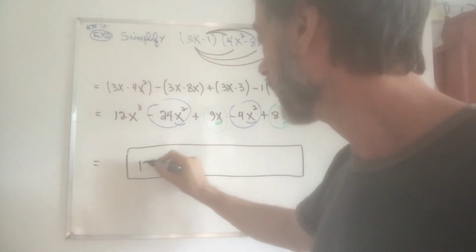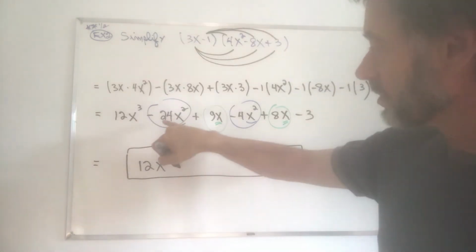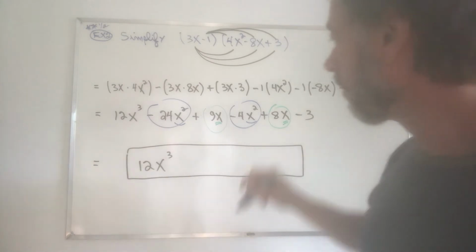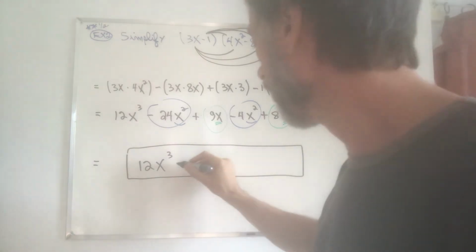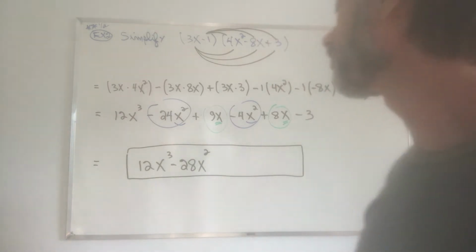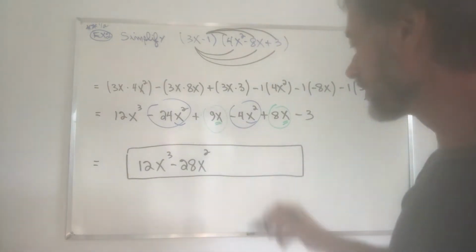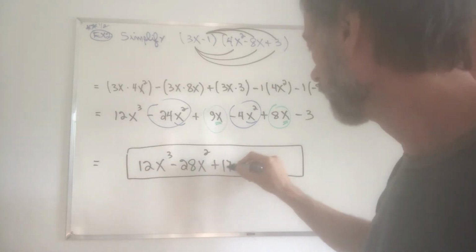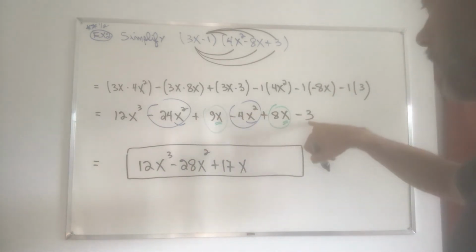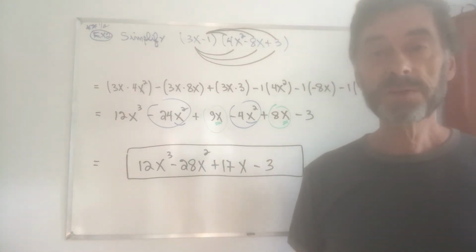Starting with this guy, 12x cubed. Now what do we say, like terms? 24x squared minus 4x squared, that would be 28x squared. In green, 9x plus 8x, that would be 17x. And the lone constant, minus 3. And that's how this simplifies.